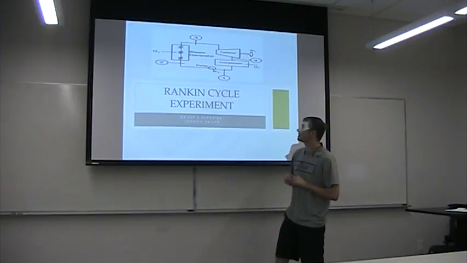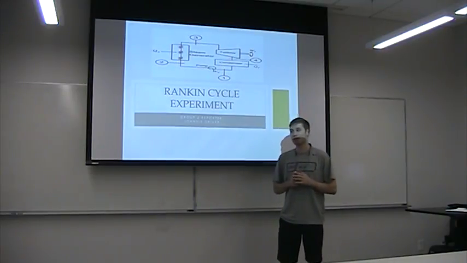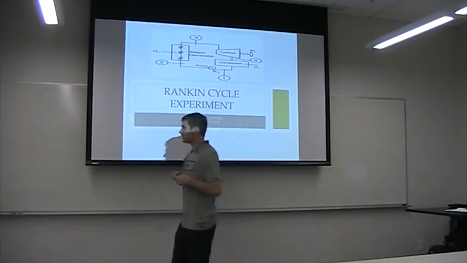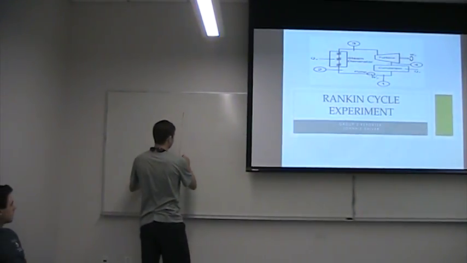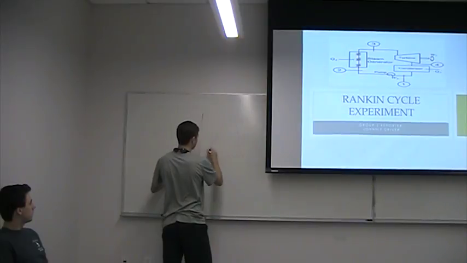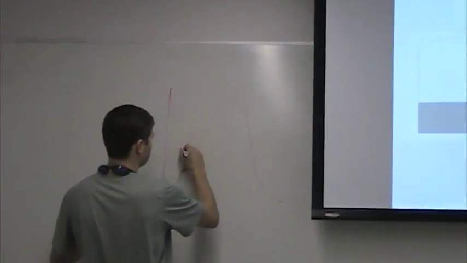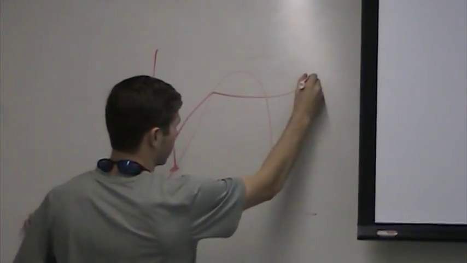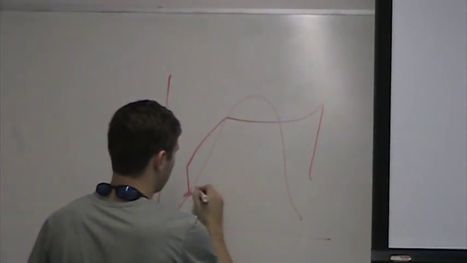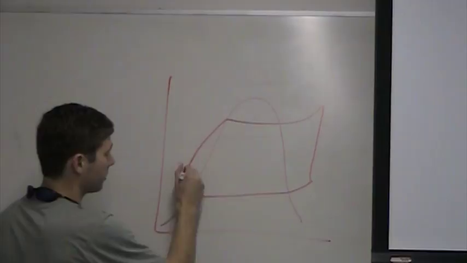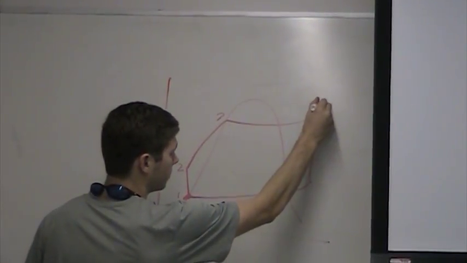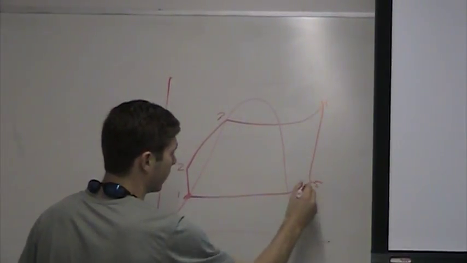So I'm doing Experiment 3, the Rankine cycle. If you remember from thermo, the Rankine cycle is like the first cycle you really learn. It goes, and there's a constant pressure line, and there's a constant pressure line. So you have state 1, 2, 3, 4, and 5.